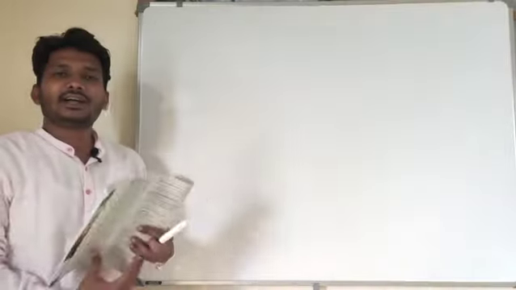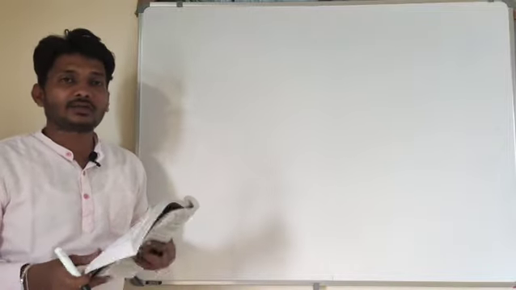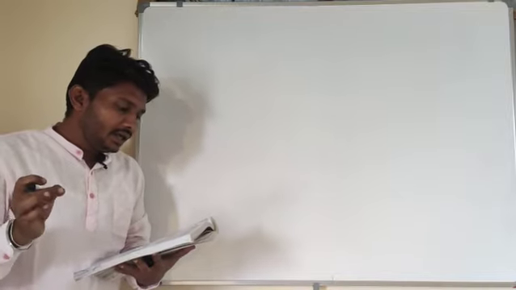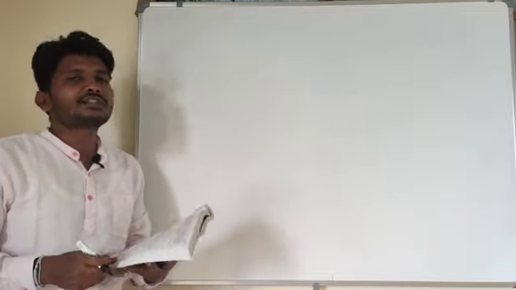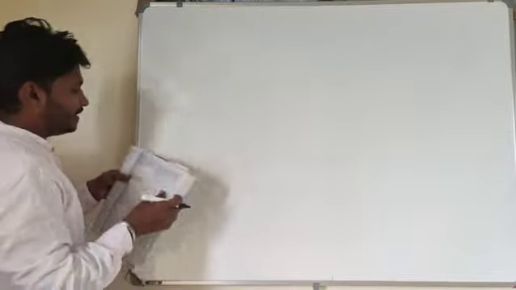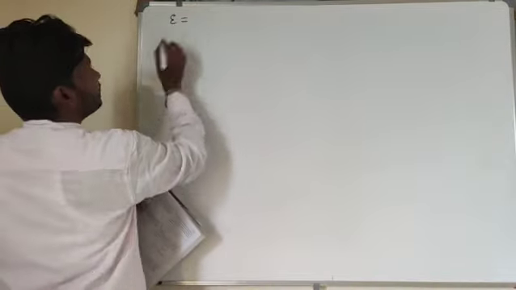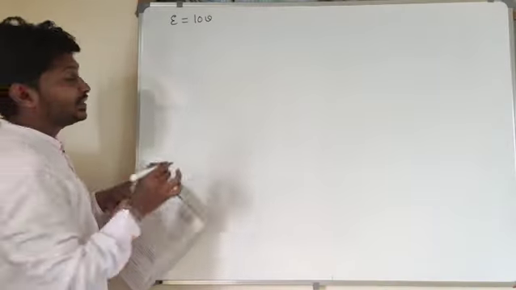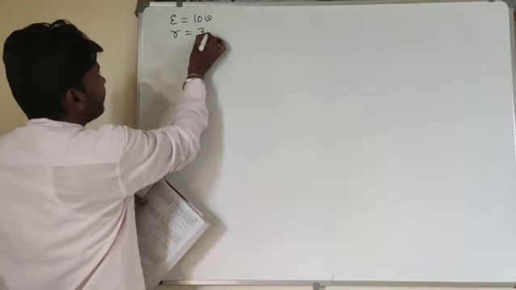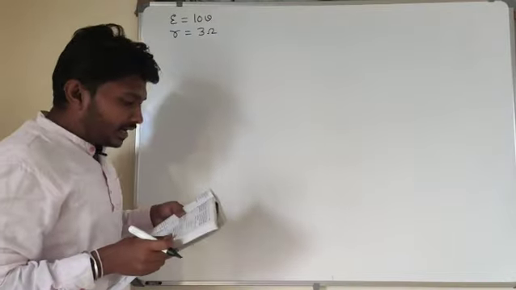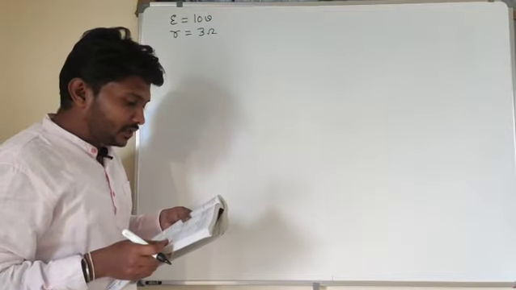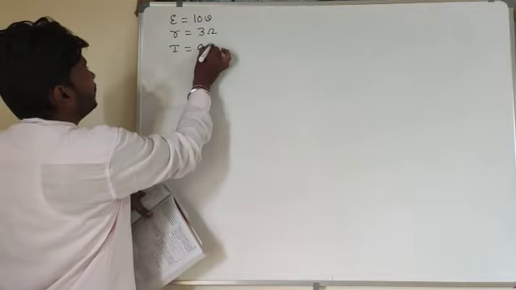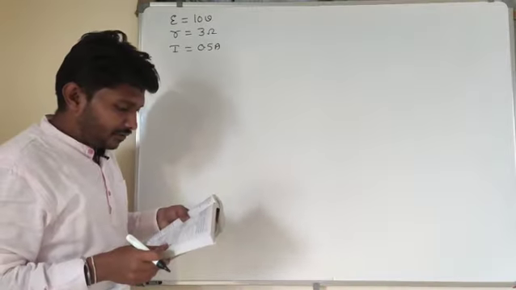Okay, now we'll look at numericals related to those concepts. We'll solve some numericals. A battery of EMF 10 volt and internal resistance 3 ohm. One battery is there, its EMF is 10 volt. The symbolic representation of EMF is this one, its SI unit is volt, and the internal resistance is 3 ohm. Internal resistance means small r here. It is connected to a resistor, and the current through the circuit is 0.5 ampere.